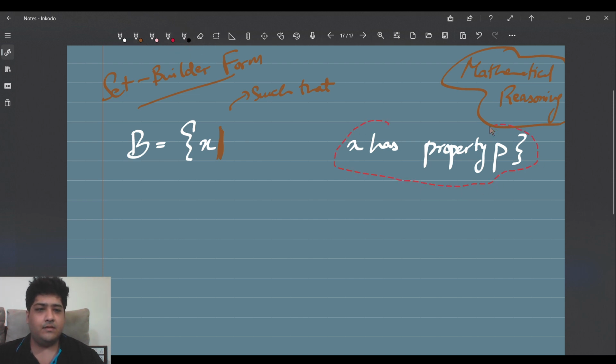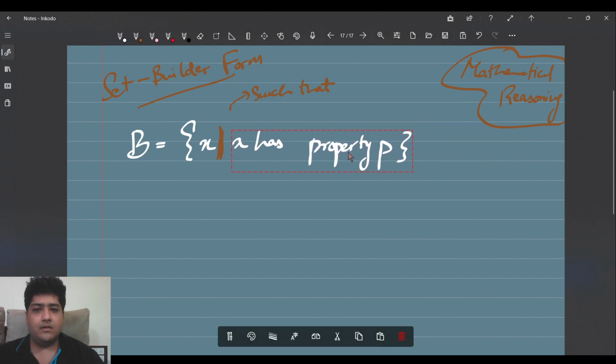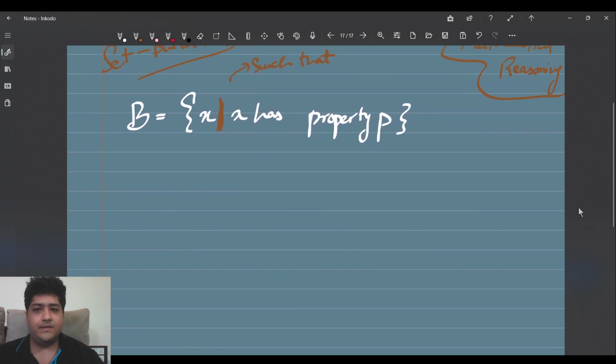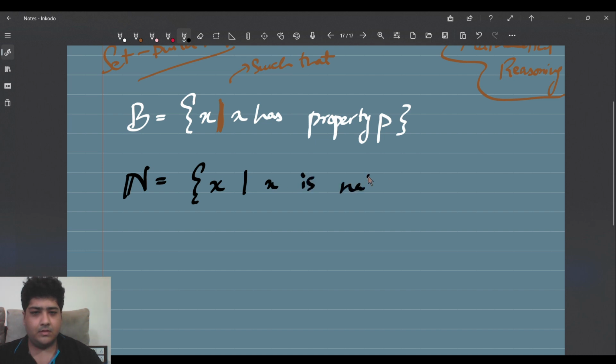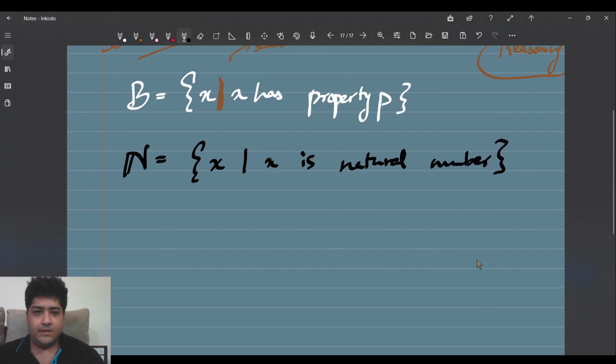What does that mean? Well, to show what it means, I'll give you an example. So say that I have a set N, I'm calling it the script N, the set of all x's such that x is a natural number. So now this is a statement which is well defined. So if x is a natural number, it will belong to my set. If it is not, it won't belong to my set.